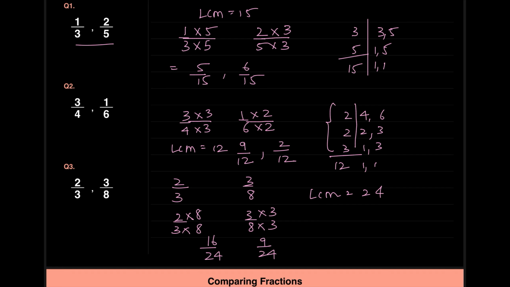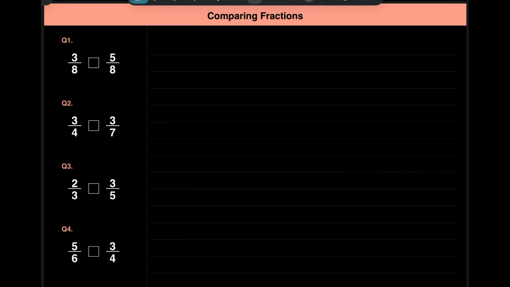Let's see what we have next. Okay, this is comparison of fractions. What does it mean? You have to write either the greater than sign, the less than sign, or the equal to sign. There are two methods of doing this. The first one, I'm going to continue what we just started. First, change them into like fractions.